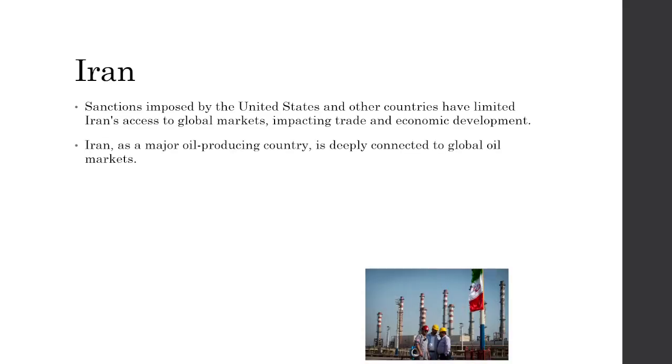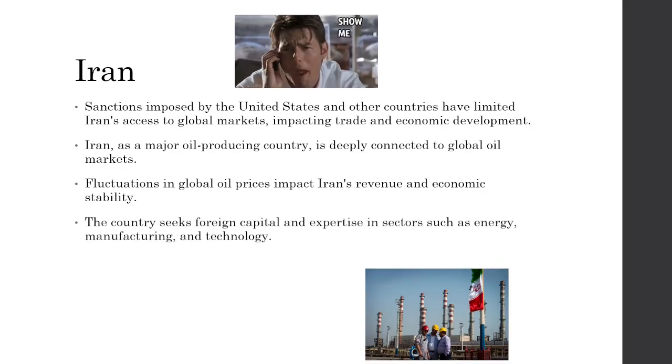Iran is a major oil-producing country, and it's deeply connected to global oil markets. That Middle East region has a ton of oil there. It's a great part of their GDP, but it can also cause commodity dependency, as we discussed earlier. And as I just said, there could be fluctuations in the oil prices. So if the price of oil goes down, Iran's revenue is going to go down as well, and their economic stability is going to go down. So it's going to be more unstable as the oil prices fluctuate. It goes up and down and up and down. Their economy is going to be very unstable.